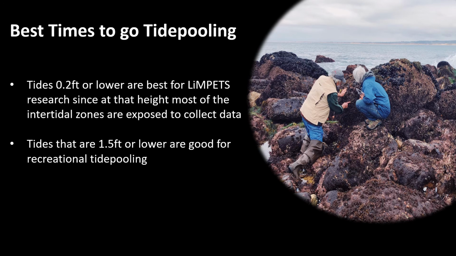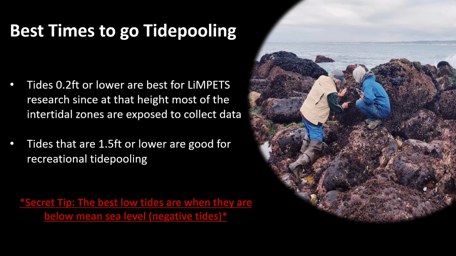So what are the best times to go tide pooling? Well, for the LiMPETS program, we have to go at tides that are 0.2 feet or lower, since at that height, most of the intertidal zones are exposed for us to collect data. However, if you just would like to go out to do some recreational tide pooling, any tides that are at 1.5 feet or lower are great to go out for tide pool exploration. Also, secret tip, the best low tides are when they are below mean sea level. So that means anytime you see a negative tide, you should definitely go out.